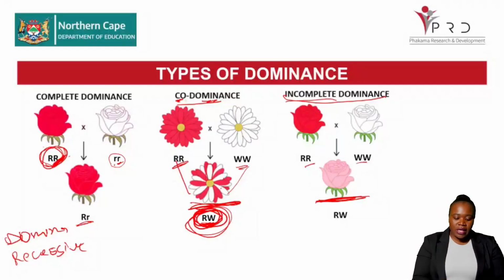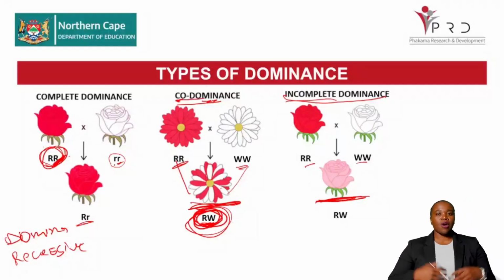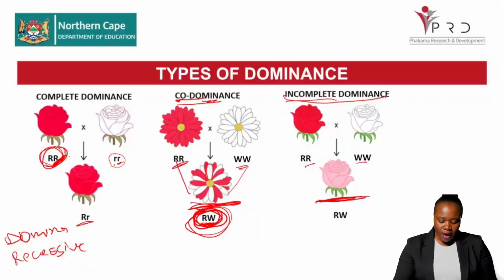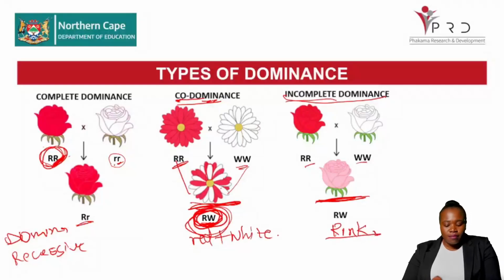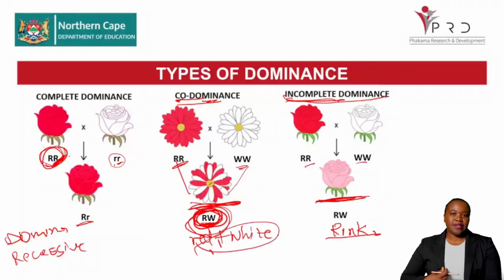Patches of red and white are codominant, right? They're coexisting. However, with incomplete dominance, we are going to see that a new color is going to show up. A new trait or new characteristic is going to show up. This new trait for us is pink. So RW here represents pink. Here, RW represents red and white. If you see a new color, that is incomplete dominance. If you see both colors appearing, that is codominance.